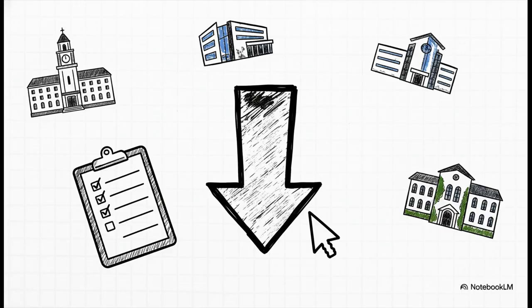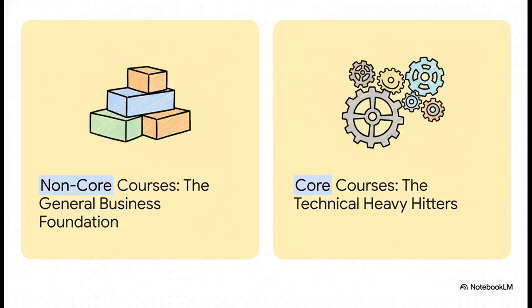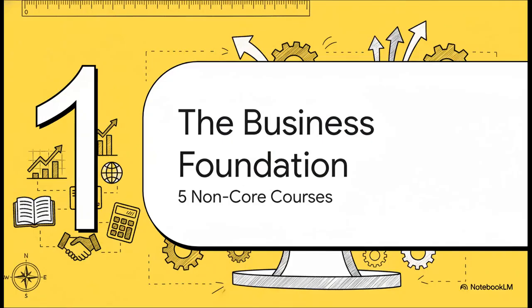It's really key. The good news is that these 14 courses, they aren't just one big scary list. They're actually split into two pretty simple groups. You've got your non-core courses. Think of these as your general business foundation. And then you have the core courses. These are what I call the technical heavy hitters. So let's start with that first group, the 5 non-core courses.